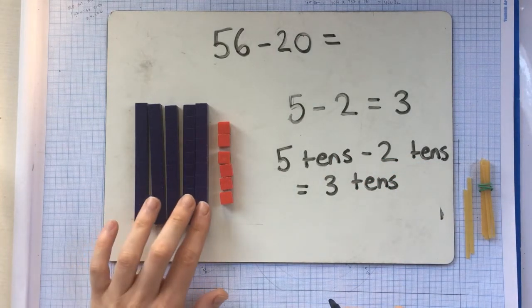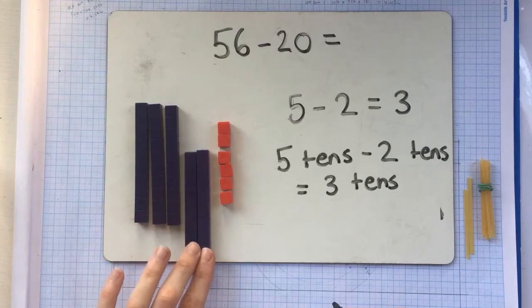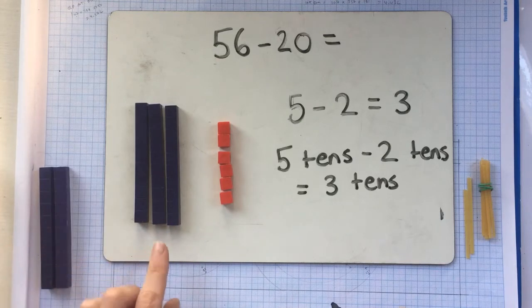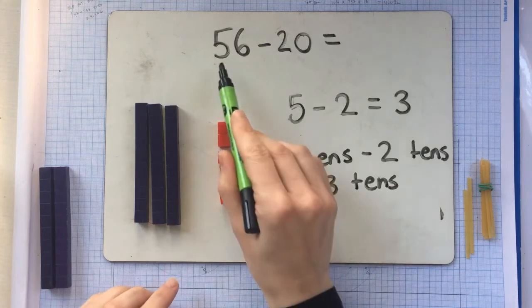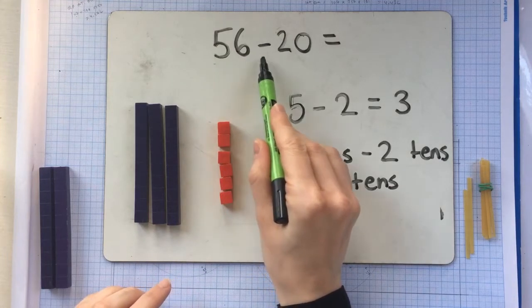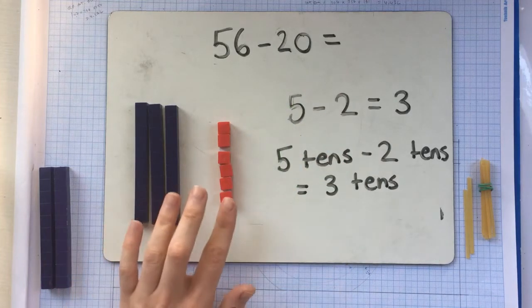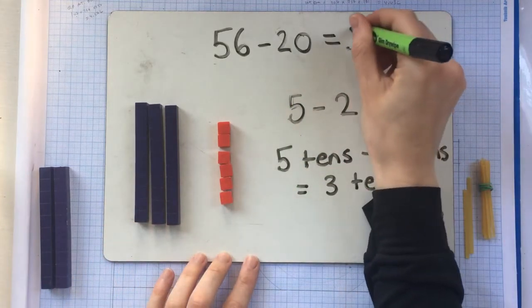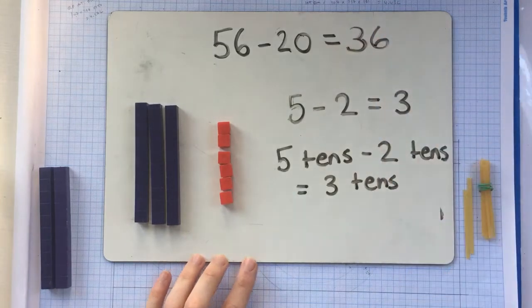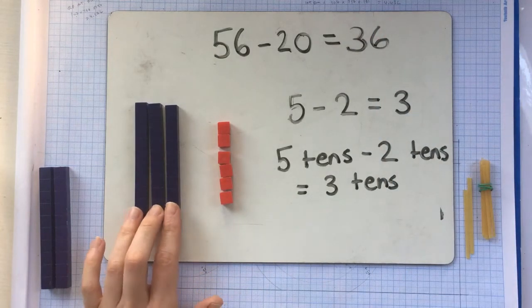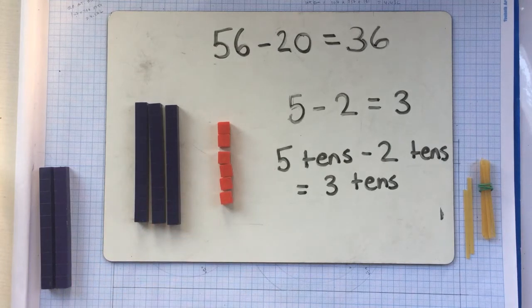So I've got my 5 tens. If I minus my 2 tens, it's going to be equal to 3 tens. So 5 tens and 6 ones minus 2 tens is equal to 3 tens and 6 ones. And again, try and encourage your children just to automatically see the number of tens and ones without having to count them all one by one.